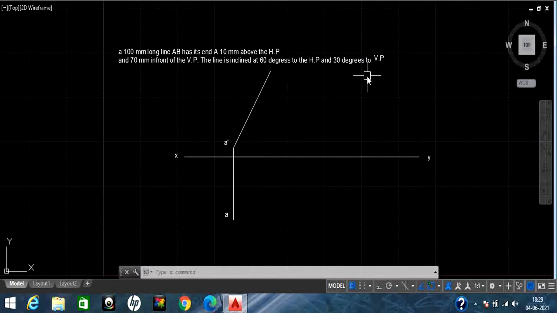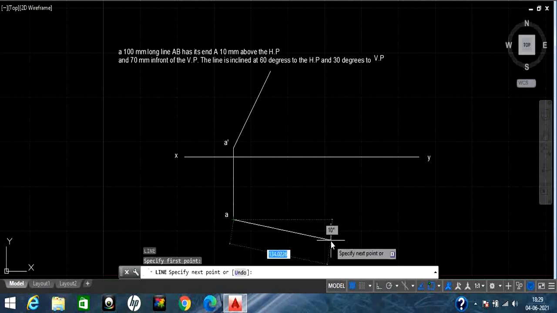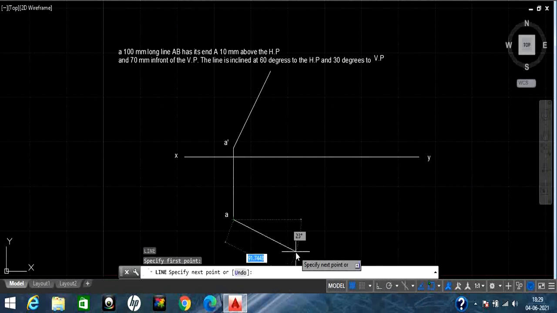Next is 30 degrees to the VP. So draw 30 degrees at point A using the line command. In manual drawing, use a protractor for angles. The length is 100 mm.